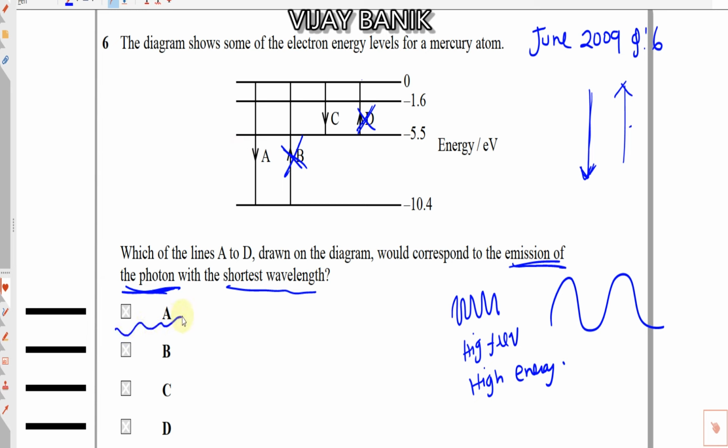A should be your answer. Why? A, the energy difference is high, and if your energy is high, energy is directly proportional to frequency. Frequency will be high, and if frequency is high, wavelength is going to be low.